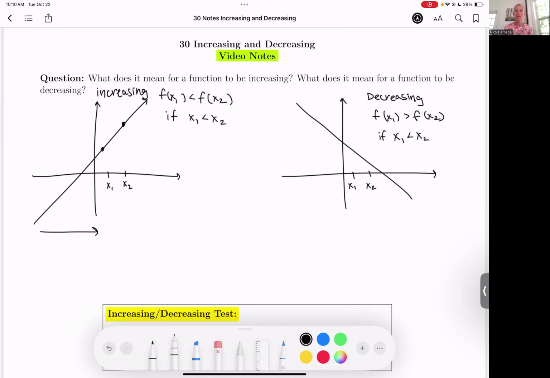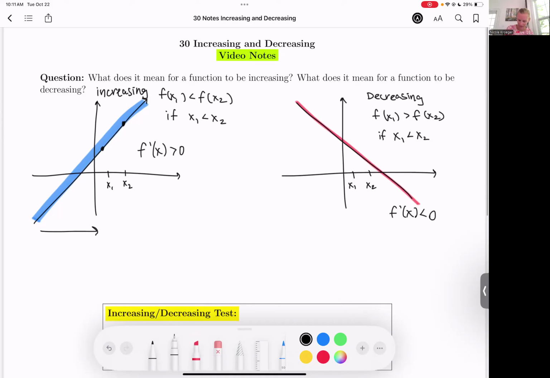Those are ways to write what it means to be increasing and decreasing based on the original function. But let's think about what the derivative looks like on an increasing function or on a decreasing function. On this increasing function, we notice that the slopes are always positive, so the derivative is always positive. And on this decreasing function, the slope is always negative, so the derivative is always negative. So a function is going to be increasing when its derivative is positive and decreasing where its derivative is negative.